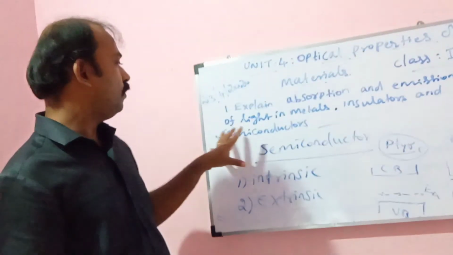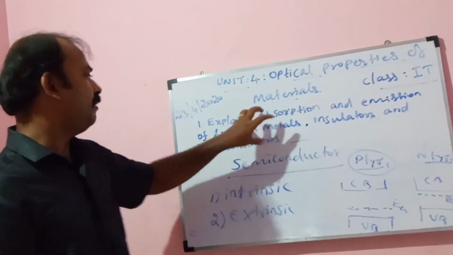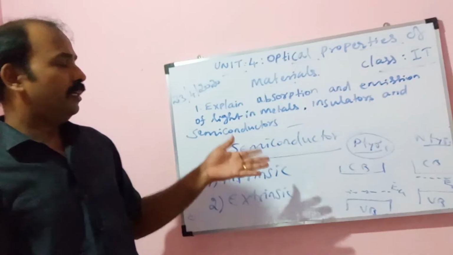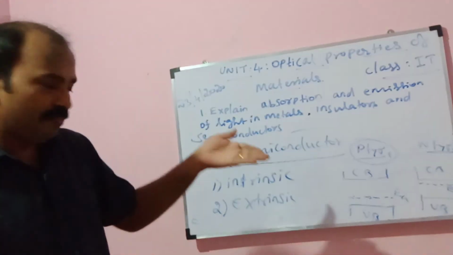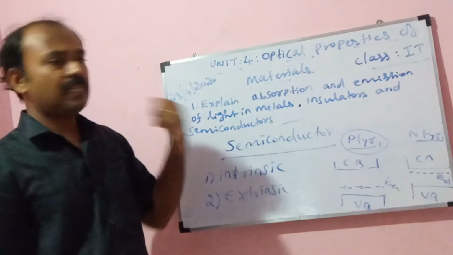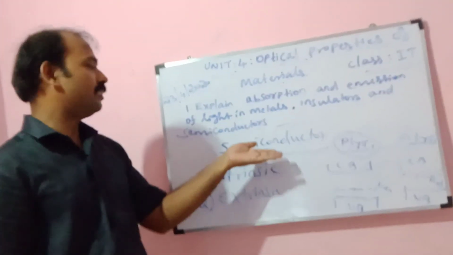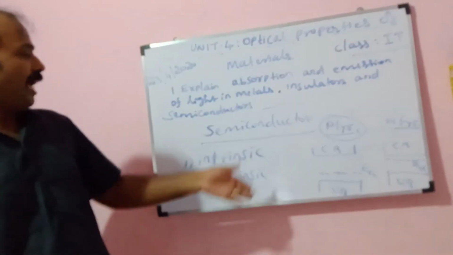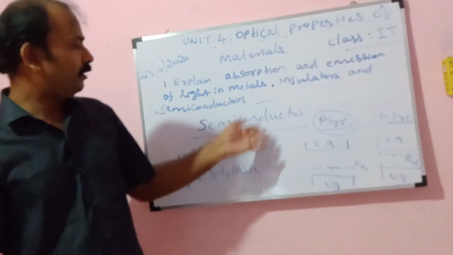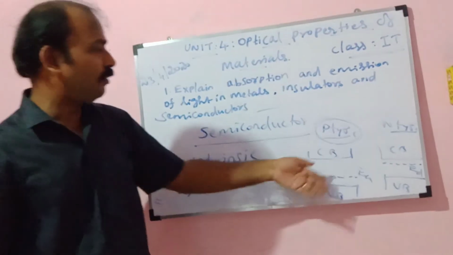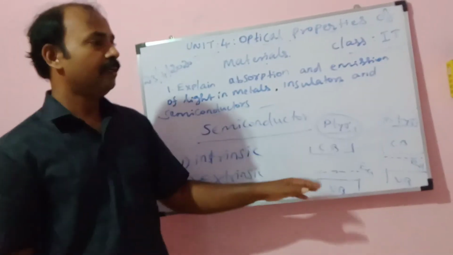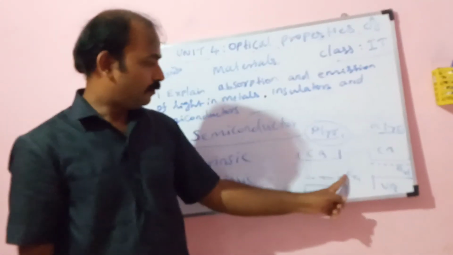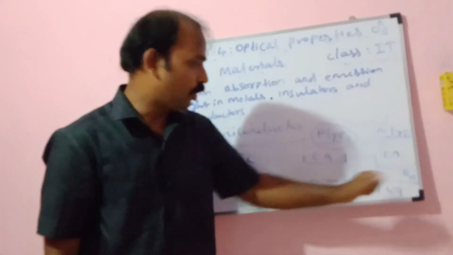So this is the conclusion. Very easy: in a metal, emission and absorption take place with the help of the Fermi energy level. In the case of an insulator, it is the normal case between the valence and conduction band. The same happens normally in the intrinsic semiconductor, and particularly in the p type and n type semiconductors, the transition takes place based on the acceptor energy level and donor energy level.